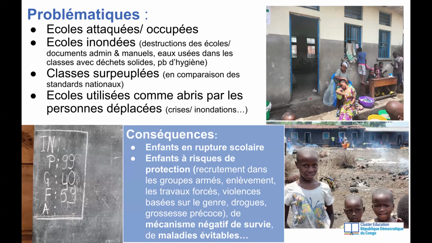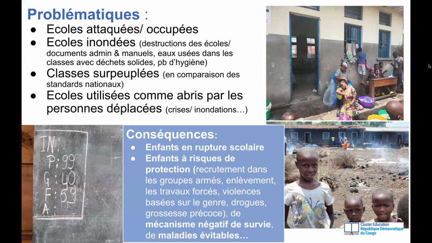You also have overcrowded classes compared to the national standard set. For instance, here at the little edge of the screen, you have about 99 children in a classroom, whereas the standard is we should not have more than 55 children in a classroom. So we have almost twice the recommended number of children in the classroom vis-a-vis the national standards. You also have schools that have been used as shelters by displaced people, sometimes due to armed conflict, sometimes due to natural disasters.